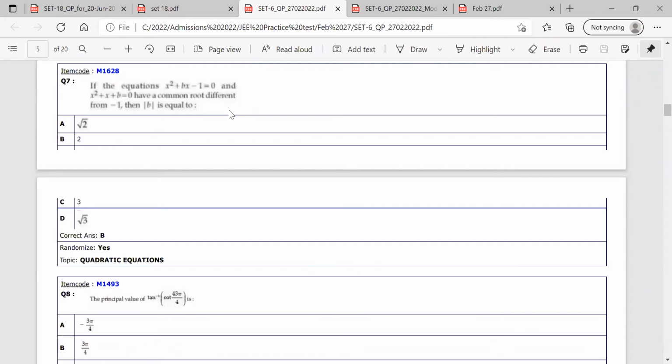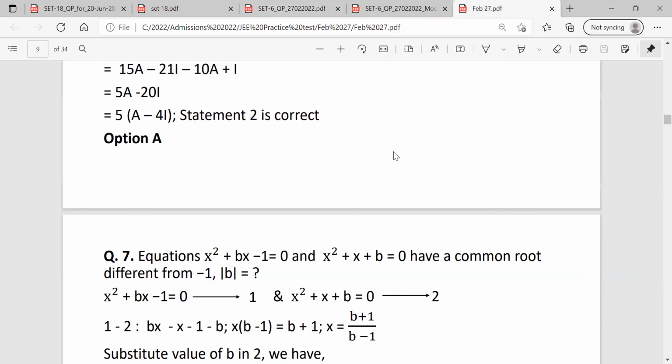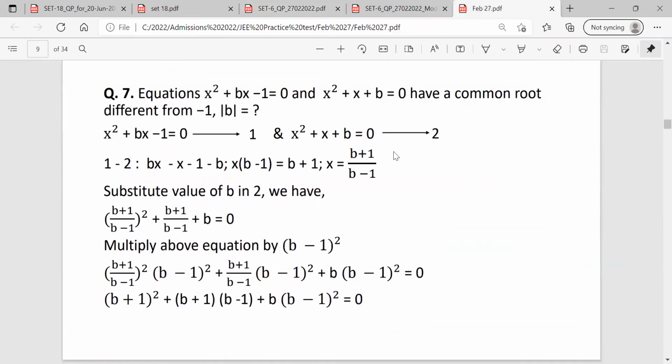While answering this question, we have to make use of that statement. All these small statements which are given in the question are really important when we are answering these types of questions. So first, I'm naming those equations. x square plus bx minus 1 equal to 0, I'm naming it as equation 1. And x square plus x plus b equal to 0, I'm naming it as equation 2. Now I'm going to subtract equation 2 from equation 1.